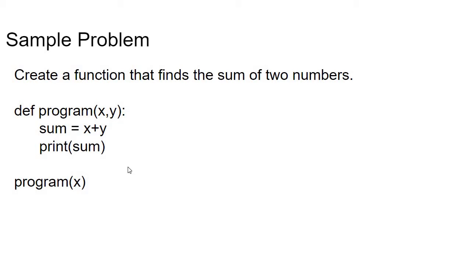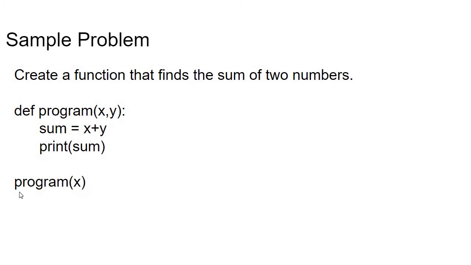Sample problem: create a function that finds the sum of two numbers. So if you want to find the sum of two numbers, you have a program here. We name the function program: def, and then a space and program. We put in parentheses, and we put two numbers as the parameters x and y. Then we have our colon to say that we're going to list the commands now. Tabbed, indented commands: sum is equal to x plus y. Then we can print the sum, and then we're going to call the function later on, which I'm going to show you.